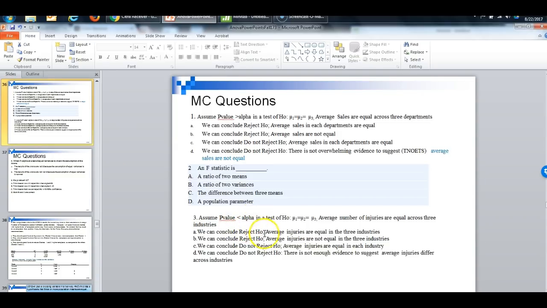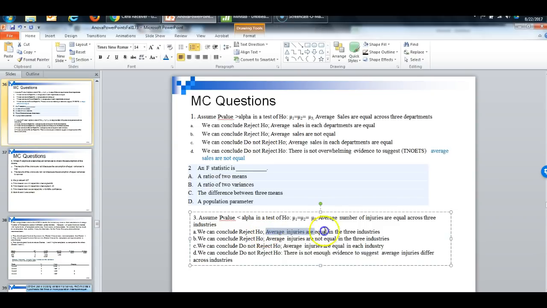All right, p-value less than alpha, reject H naught. Average industries are equal, reject H naught. Average industries are not equal. Which one looks good? We know we reject H naught. Right, it's this one, B.